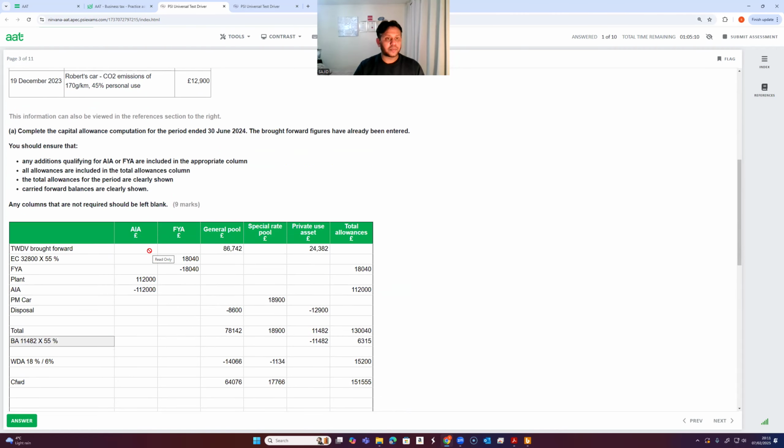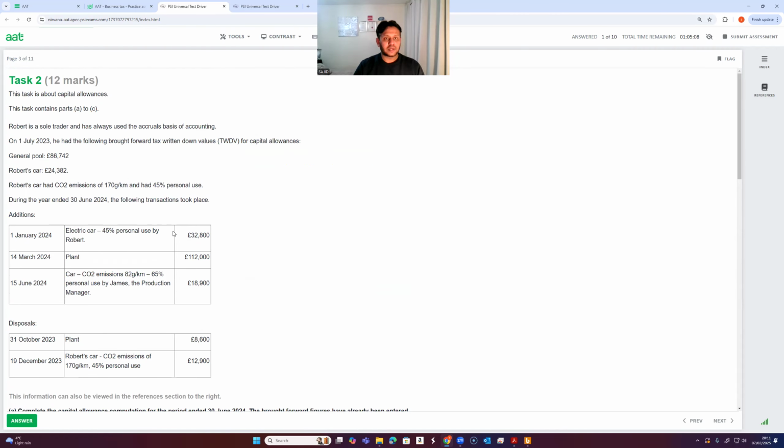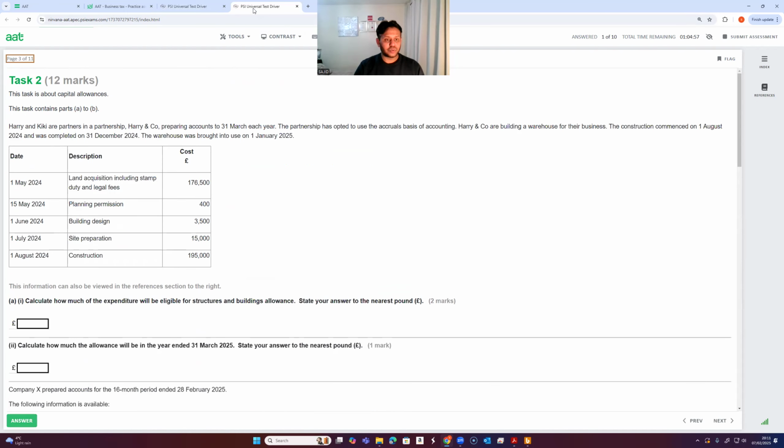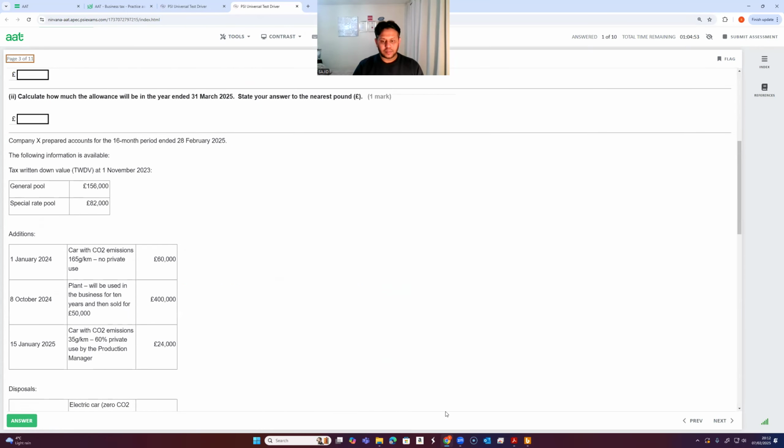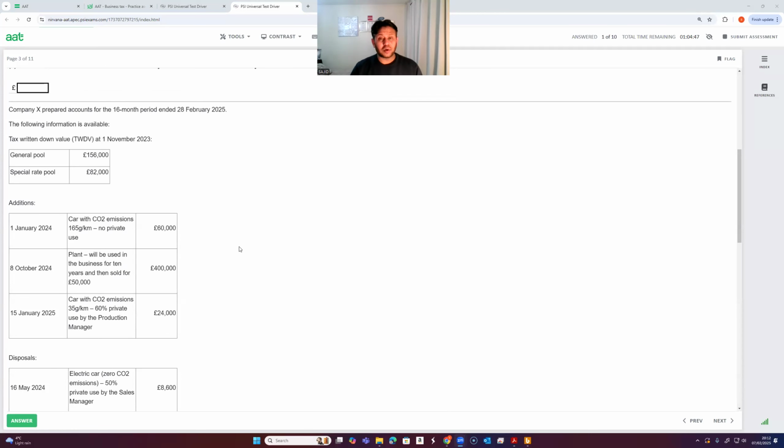So let's move to the next one, assessment 2, and let's have a look at the capital allowance from here. That's going to be easier for us to understand if we do two questions. So let's have a look at this one, company X. This time we have a company. Before it was a robot, now we have a company, and the company means the limited company.